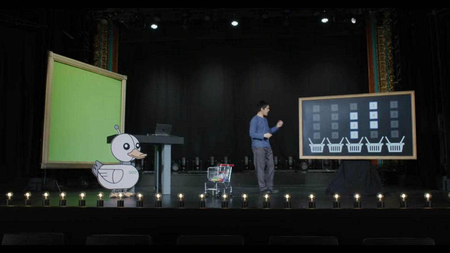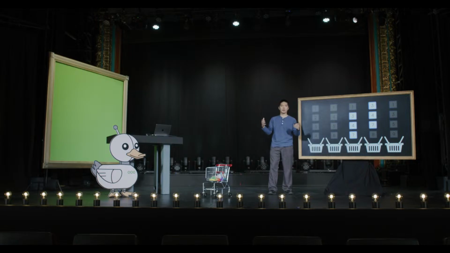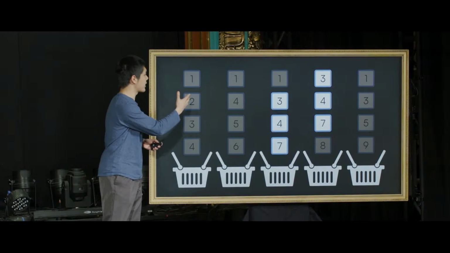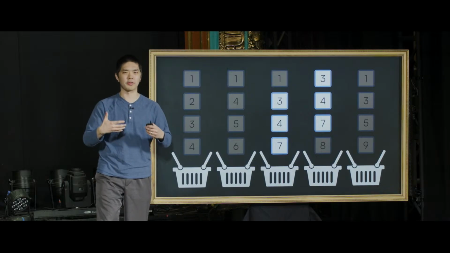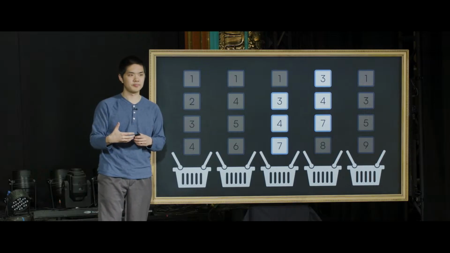So again, the challenge is, even though we could try to brute force it, there are just so many possibilities to go through. What we'd like is some efficient way to take this data and figure out what are the popular, the frequent item sets, the ones that people are often buying together.